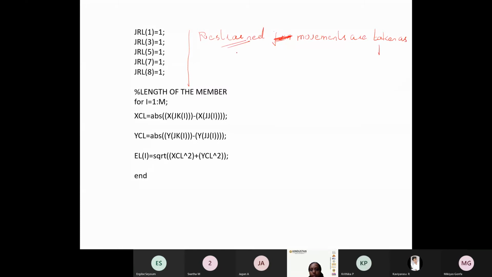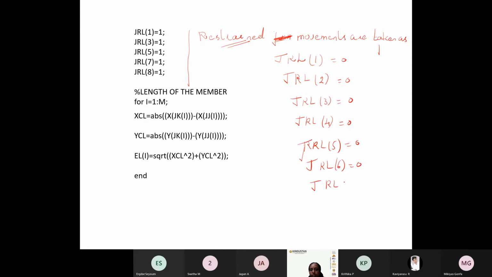Don't get confused. So what will happen to the computer? Initially, what I have done, JRL of 1 is equal to 0, JRL of 2 is equal to 0, JRL of 3 is equal to 0, JRL of 4 is equal to 0, JRL of 5 is equal to 0, JRL of 6 is equal to 0, JRL of 7 is equal to 0, JRL of 8 is equal to 0.